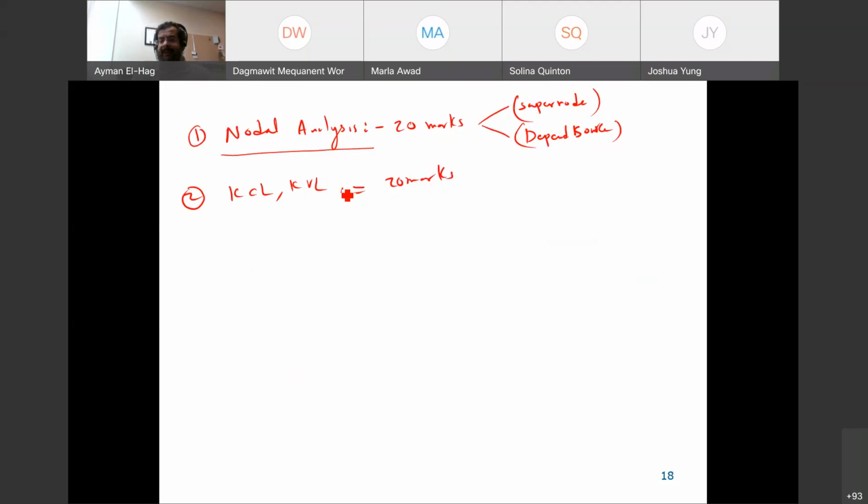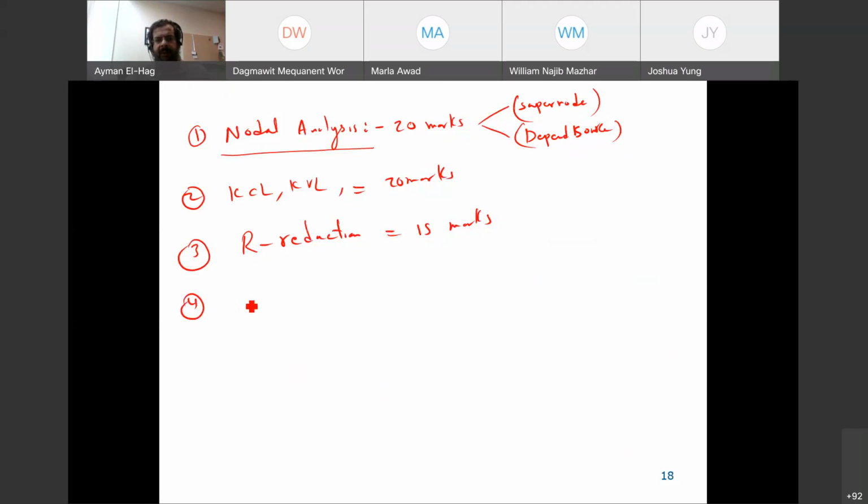Dependent source is the previous example. The dependent source, when we just have it in the previous example. Number 3, you will have circuit or R reduction. So we give you a mesh of resistors, and this is 15 marks.